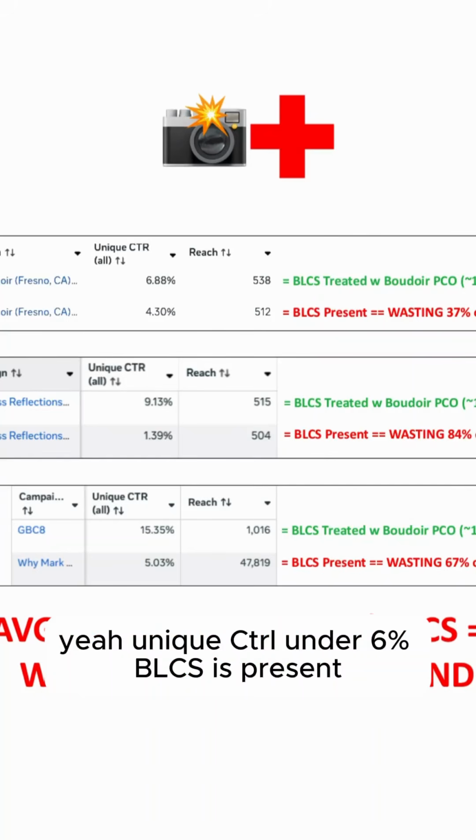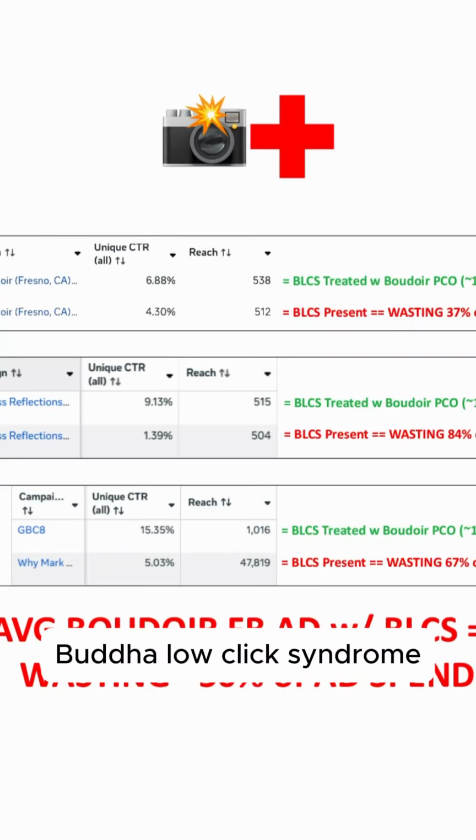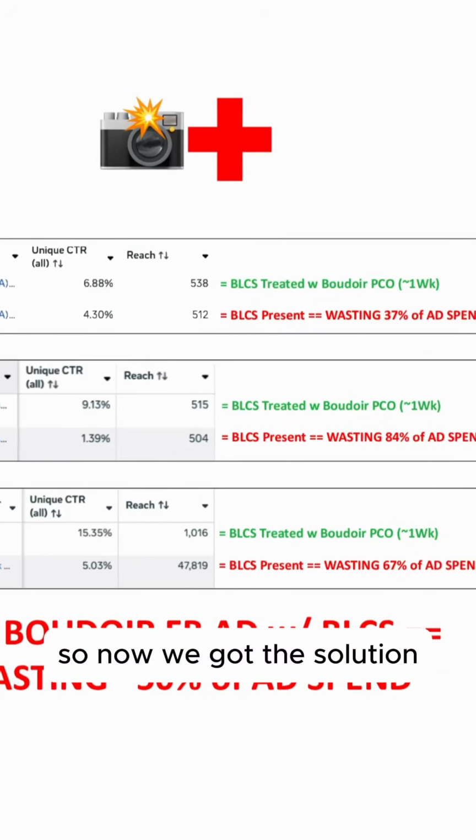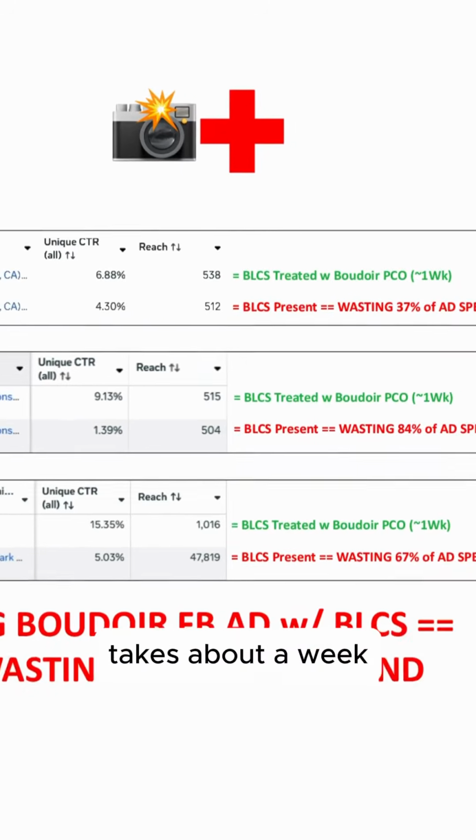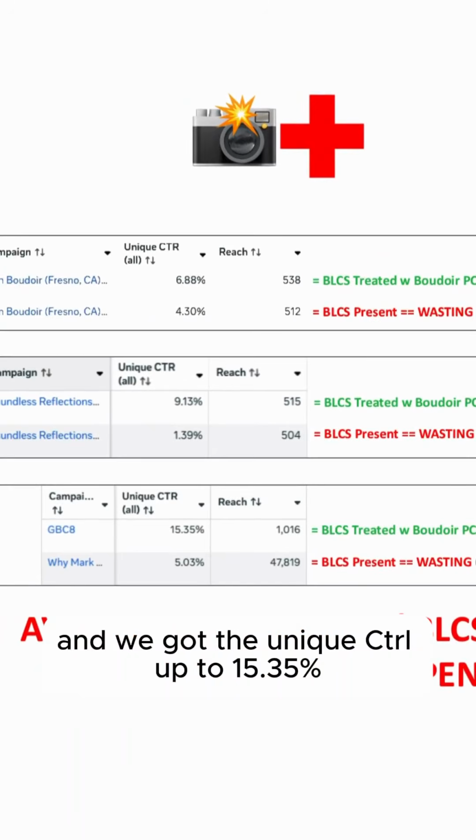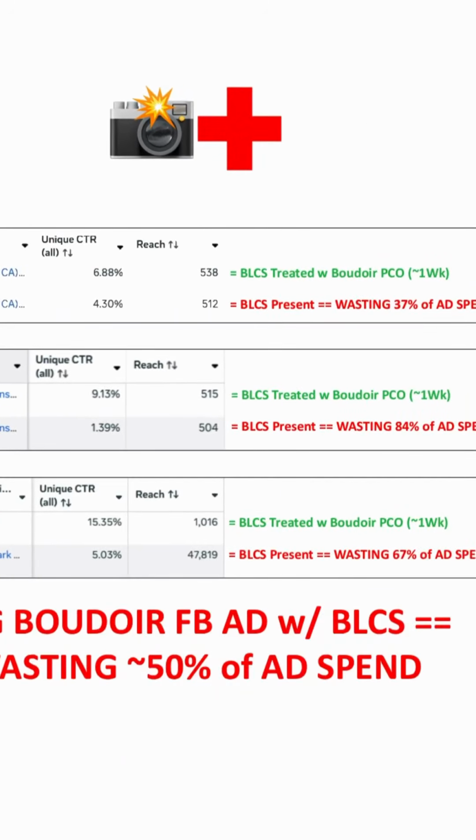Unique CTRL under 6%, BLCS is present, Boudoir-Low-Click syndrome. So now we got the solution. We can treat it with Boudoir Pico. It takes about a week. And we got the unique CTRL up to 15.35%.